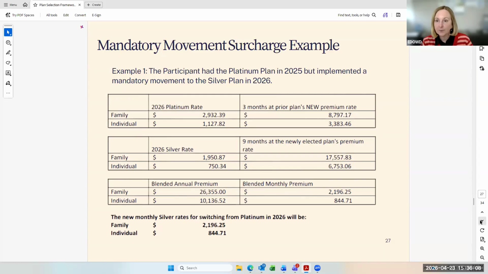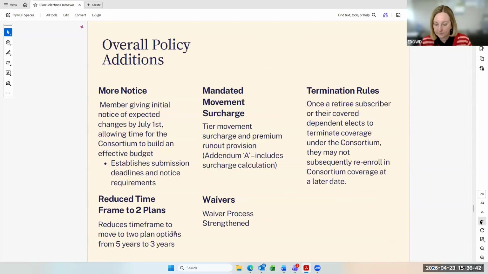We would multiply that by 3 months. And then we would take the silver rate and multiply that by 9 months. We'd add those two together and come up with a blended rate. We divide by 12, and that is your new silver rate with that surcharge added onto it. And that's what you would be billed for the first year only. This gives our plan the opportunity to adjust to all that plan movement.